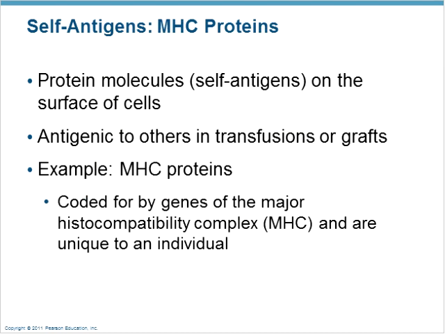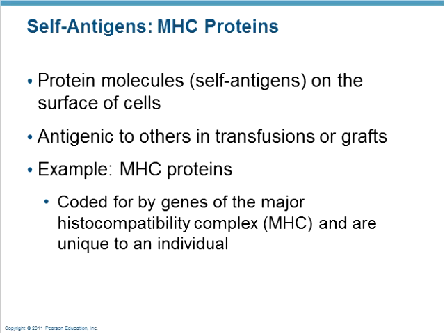We have self-antigens, and those self-antigens are MHC proteins. They're protein molecules on the surface of our cells. They're antigenic to others, but not to us. So you have your own MHC proteins that make up your self-antigens on each of your cells, and it's sort of like stamped. Every cell you have is stamped with these self-antigens.